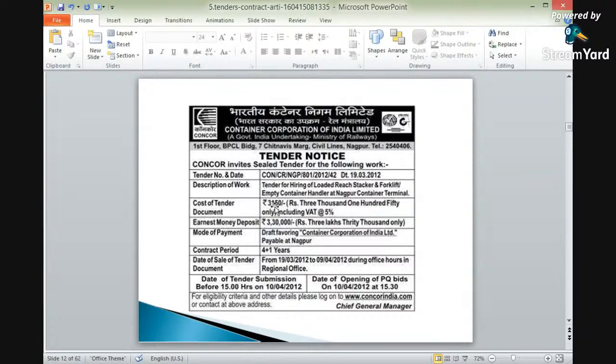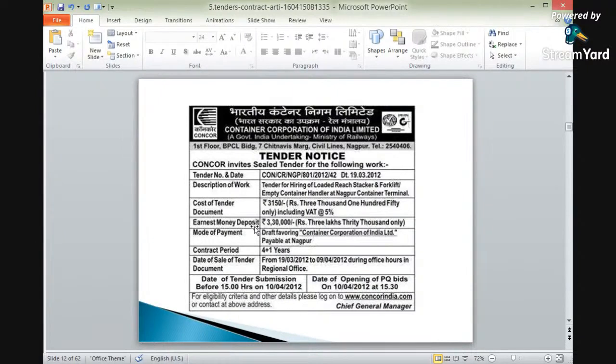The cost of the tender document is 3,150, in which all the prescriptions of work, specifications, and technical things related to the work will be mentioned. What is the earnest money required for this tender notice? The earnest money required is 3 lakhs 30,000. So 3 lakhs 30,000 is the earnest money deposit.